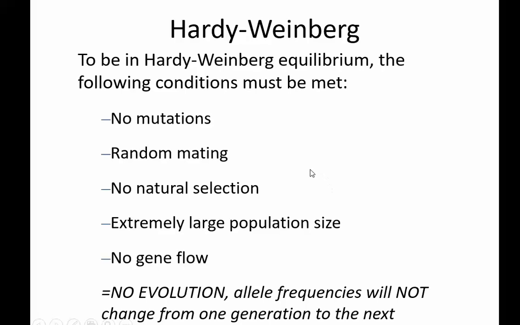That's not really common. That would require these assumptions being met: there are no genetic mutations, only random mating is occurring, there's no natural selection, the population is sufficiently large, and there's no gene flow or migration. If all these assumptions are met, there's no evolution happening, and we won't see changes in gene frequency, just like we did in the cat example.